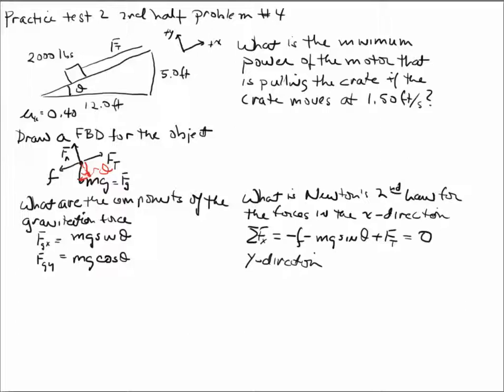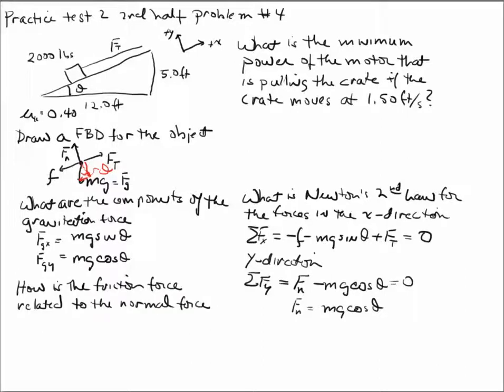What about the y direction? Of course, the sum of forces in the y direction is the normal force minus the y component of the gravitational force, and that also is equal to 0. There's no motion along the y-axis. Fn, the normal force, is then equal to the y component of the gravitational force.